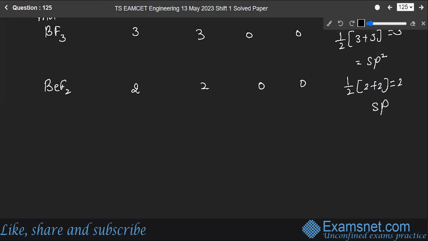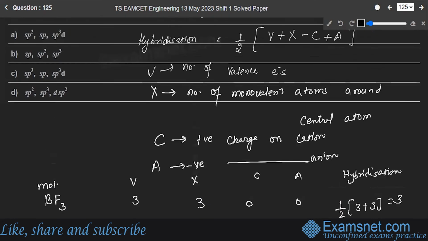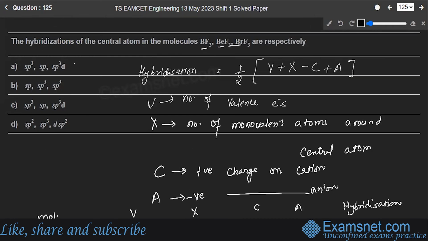Next is BrF3. V, the number of valence electrons, is 7. X is 3, and C and A are 0. Half of 7 plus 3 is equal to 5. So this is sp3d. Now the question was the hybridization of the central atom in the molecules respectively. So this is sp2, sp. Let's see once again, sp2, sp, and sp3d. That matches the first option. Hope you got that. Next is question 126.